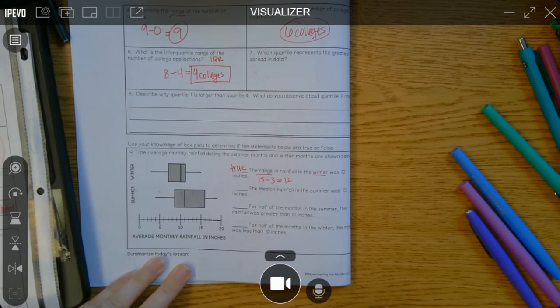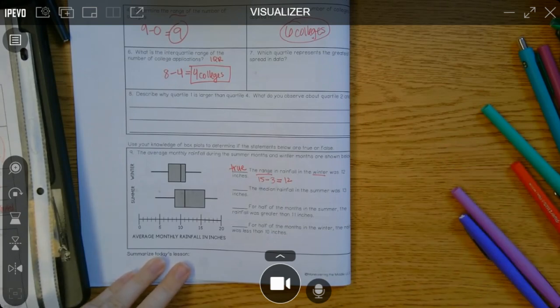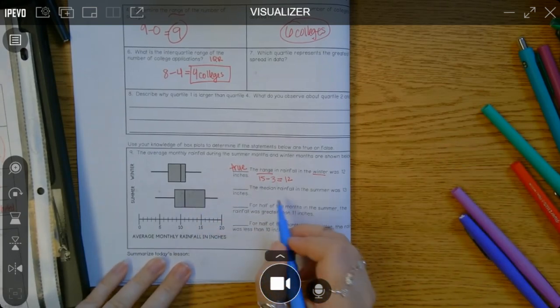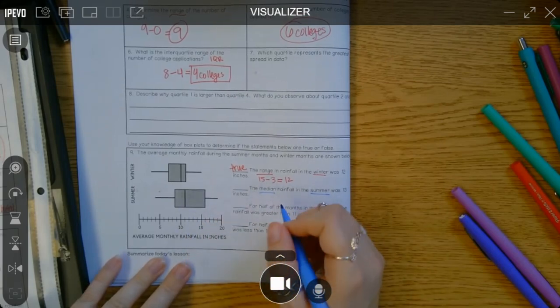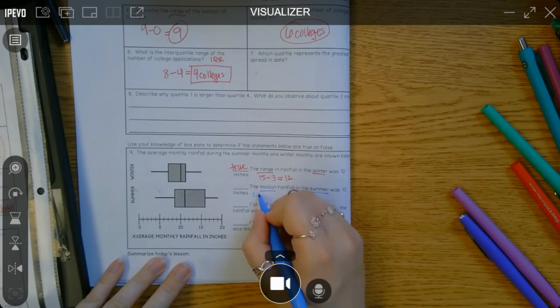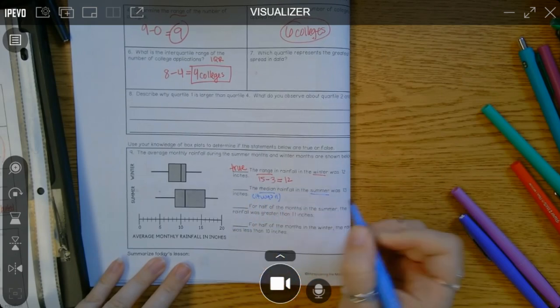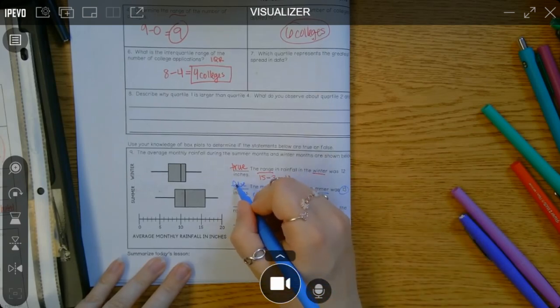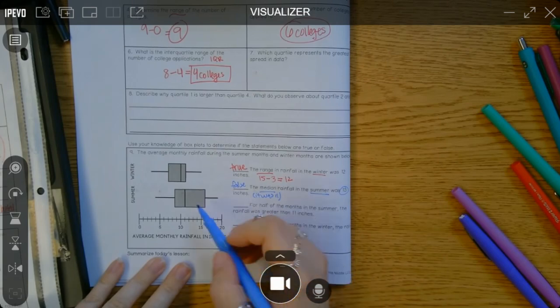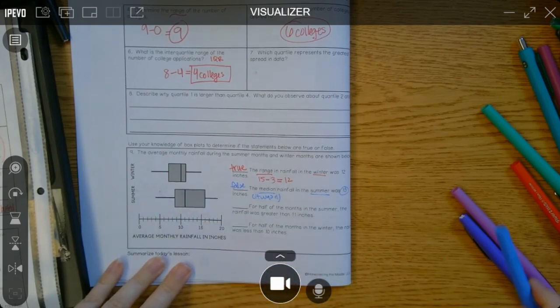Okay, the median of the summer. So I'm focusing on the summer, and the median of it hits right here at 11. And it says it was 13. So is that true? No, it's false. It was actually, for summer, it hit right here at 11 for the median.